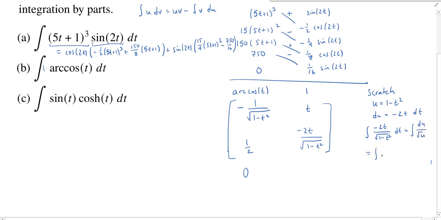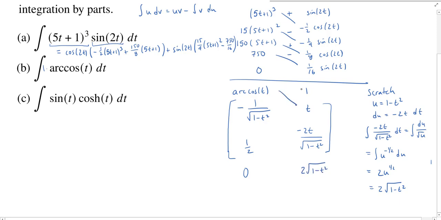Or, I can never think about it as a radical, right? So I'll rewrite it as u to the negative 1/2. So now I know, okay, I add 1, that'll be 1/2, but then you have to divide by 1/2, which is the same as multiplying by 2. Okay, so our antiderivative will be 2 times the square root of 1 minus t squared. So I can put that over here, 2 root 1 minus t squared.